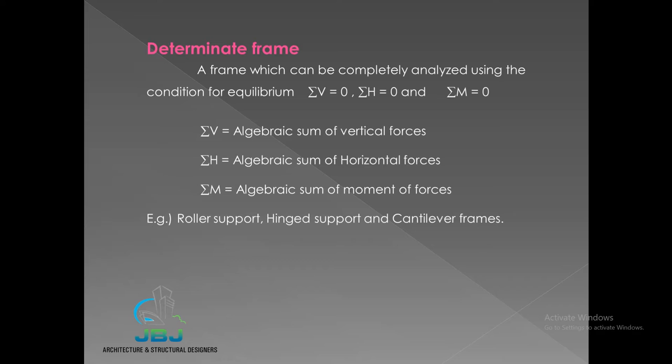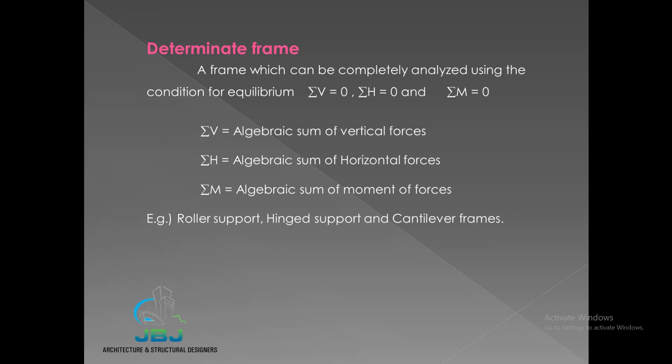Commonly we can classify frames into two types. One is a determinate frame, another is an indeterminate frame. Mostly from the university point of view, this is a repeatedly asked question. A determinate frame means a frame which can be completely analyzed using the conditions of equilibrium: summation of vertical force equal to 0, summation of horizontal force equal to 0, and summation of moment equal to 0.